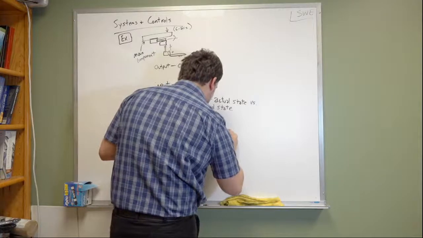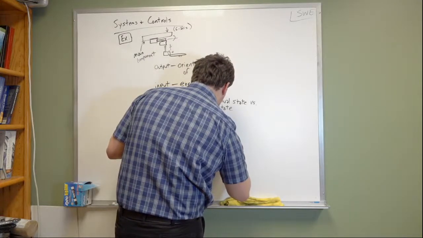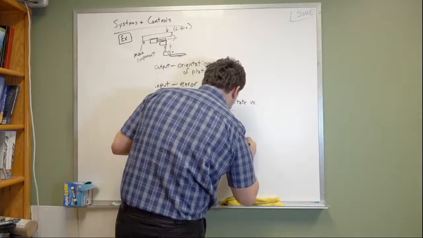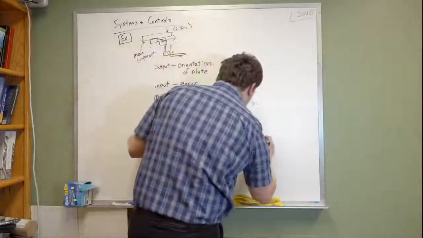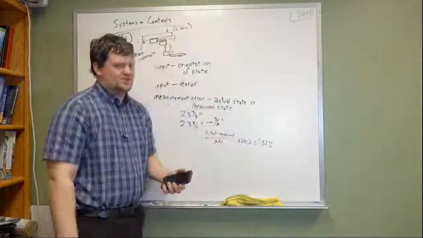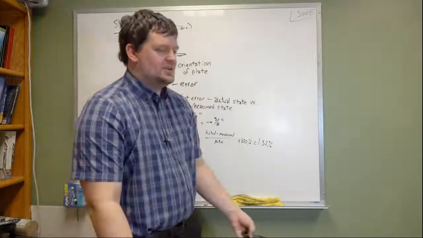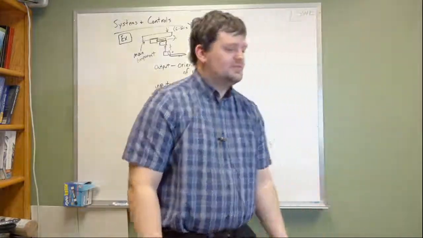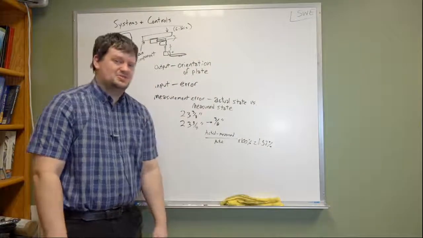actual minus measured divided by actual times 100%. Okay, so then this would equal 1.57% error, okay, which really isn't very good. 1.57% error is pretty bad. Unfortunately, it's not uncommon in the construction world.